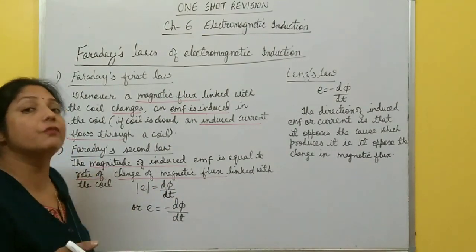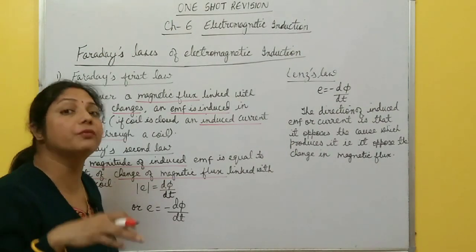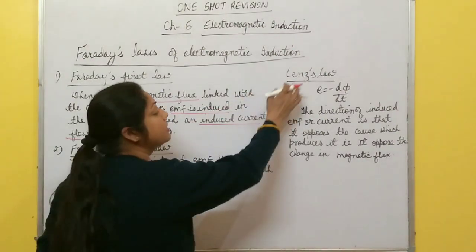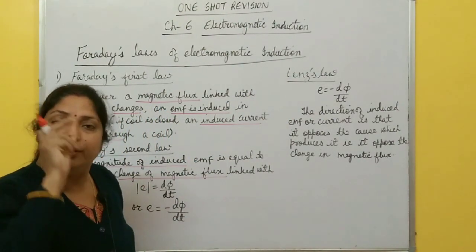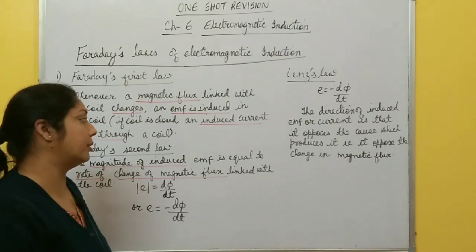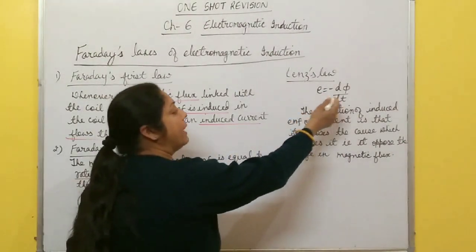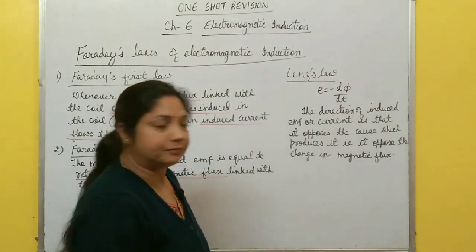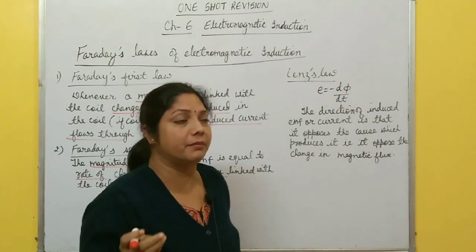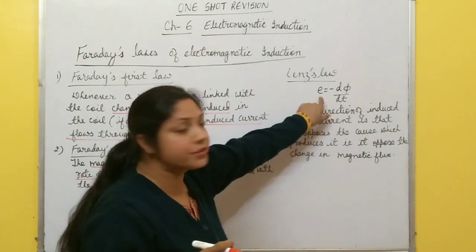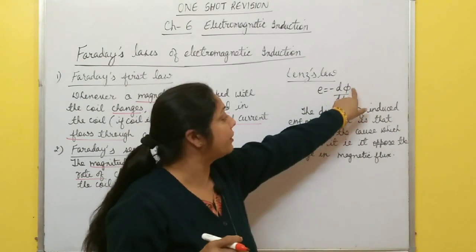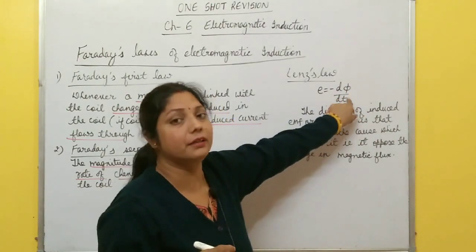What is the direction of induced EMF? What is the direction of induced current, right? It was given by Lenz's law. The direction of induced EMF or induced current is given by Lenz's law. E is equal to minus d phi by dt. This negative sign gives the direction of induced EMF. And what is the direction of induced EMF? It is always opposite to the rate of change of magnetic flux.